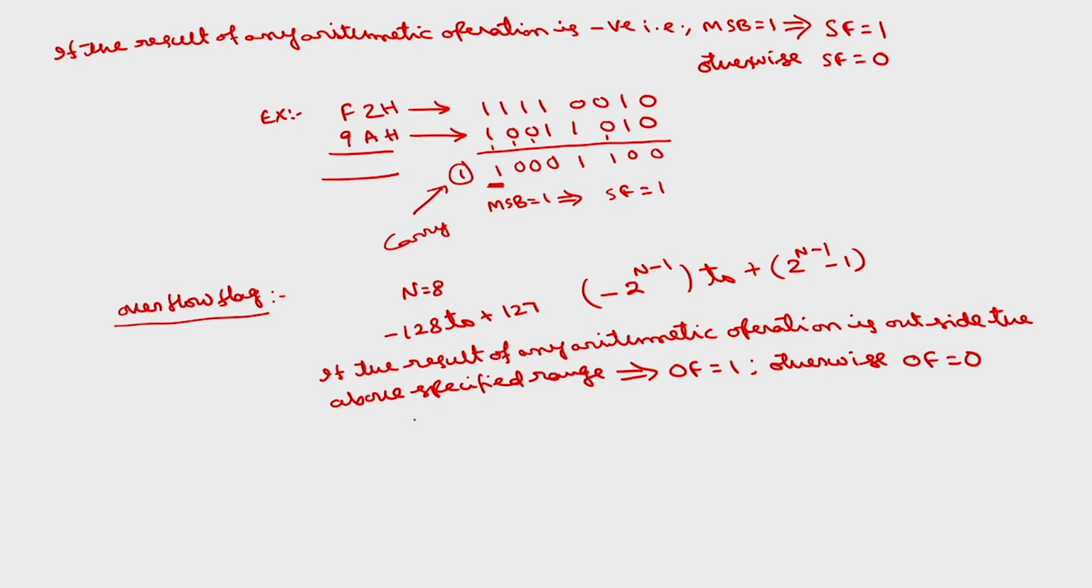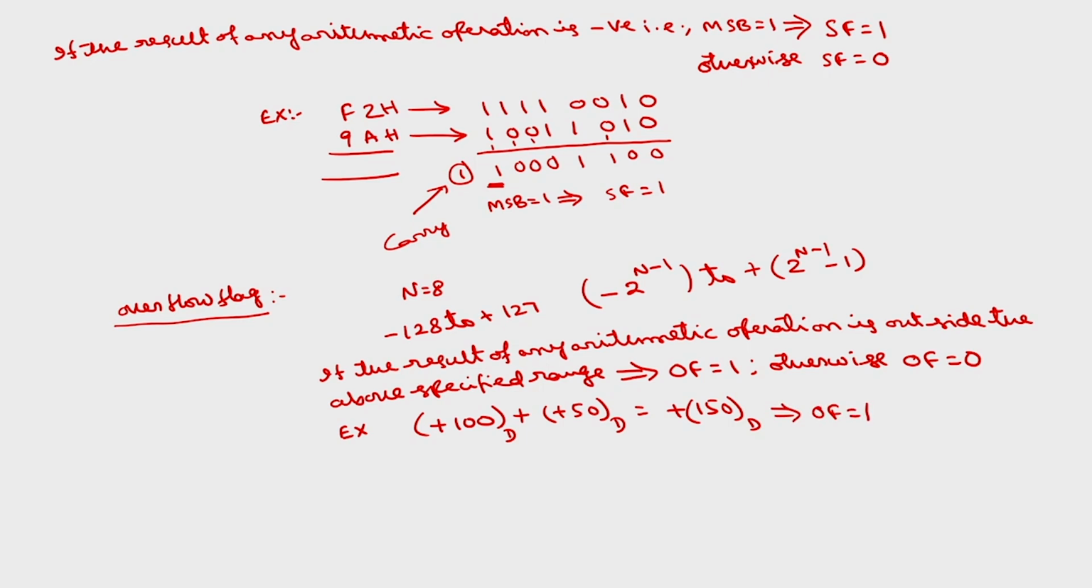Say, for example, if I want to add plus 100 plus 50, and I am assuming that this example is decimal. So what will be the result? Plus 150, but what is the range? If it is an 8-bit number, assuming that n is equal to 8 here, because to represent 100 we require 8 bits, the range should be this, but this result is outside the range. So this implies the overflow flag is set.